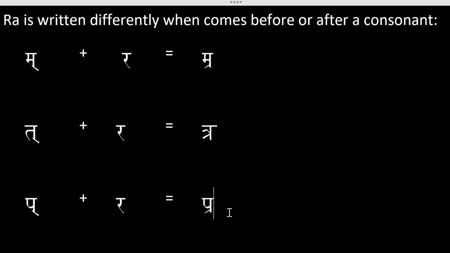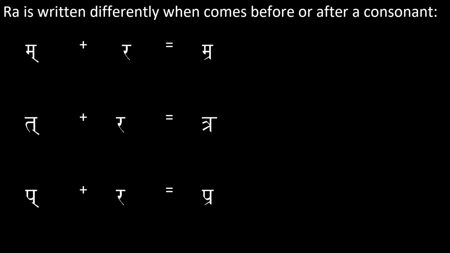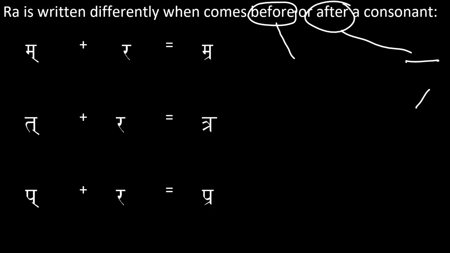Now, let's go over the rule again. So ra is written differently when it comes before or after a consonant. So let's make a note of that. When the ra comes after a consonant, you write the consonant and then the line that represents the ra goes right underneath it. Now, when it comes before the consonant, like the last 2 examples, you would need to write out your consonant and then have your half ra be represented as a hook on the top.